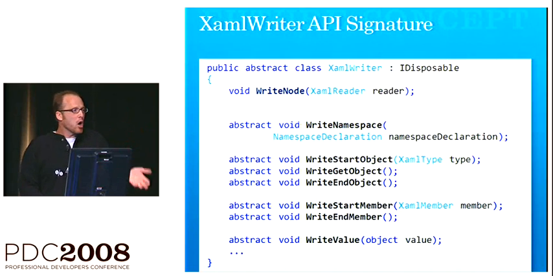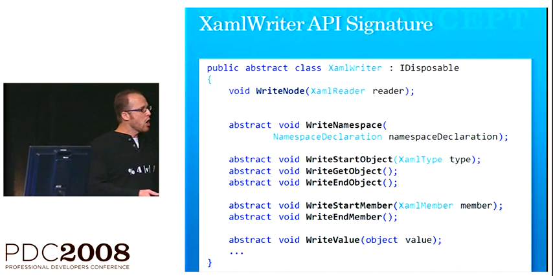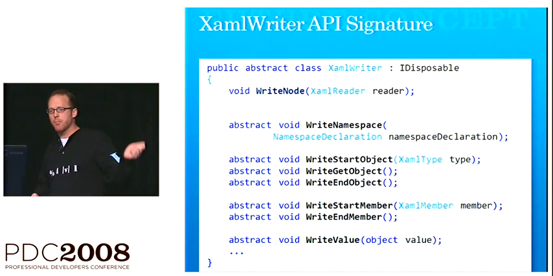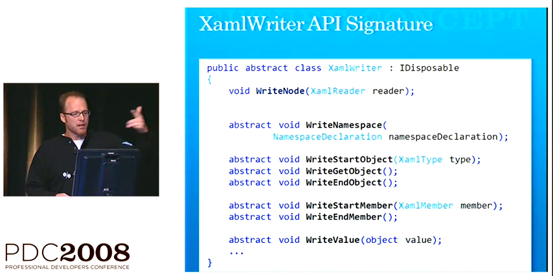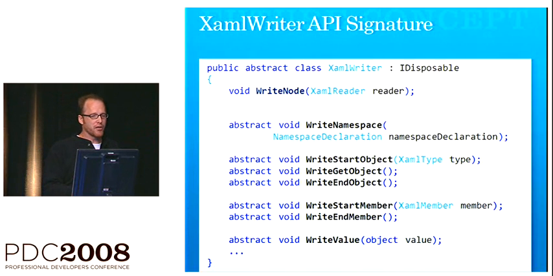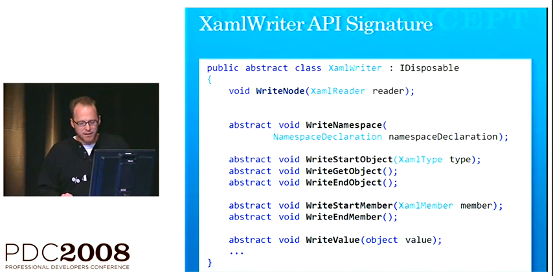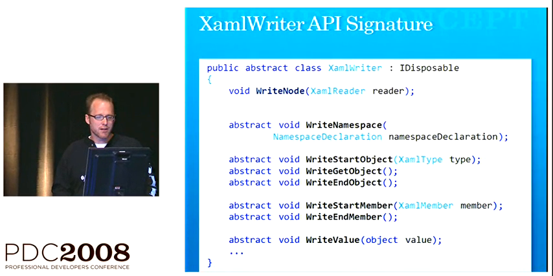XAML writer, the only API we called on that was write node, and that has its own implementation. You pass in the reader, and it says, well, what's your node type? And then based on that node type, it calls one of these methods, the write start object, write start member, all of these other methods. So there's a very loose coupling there between these different readers and writers, which enables lots of great scenarios.